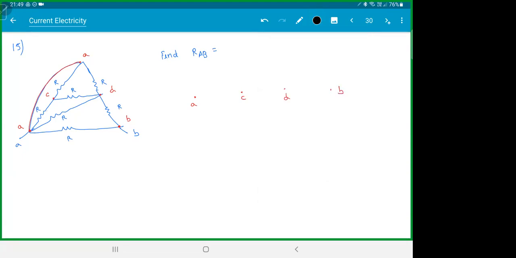So I'll just name the resistors for you. So this is 1, 2, 3, 4, 5, 6, and 7. 1 is between A and C. 2 is also between A and C. 3 is between C and D. 4 is between A and D. 5 is between A and D. 6 is between D and B. 7 is between A and B.